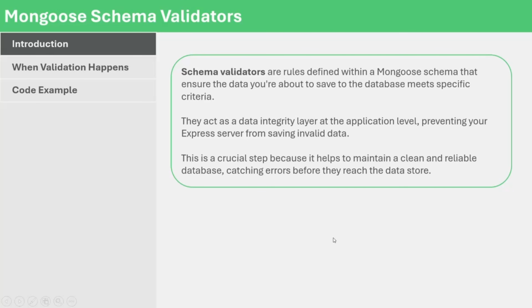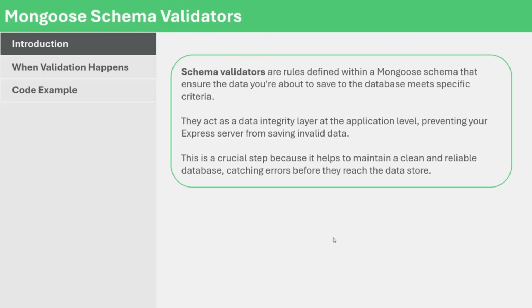In Mongoose, schema validators are rules defined within a Mongoose schema that ensure that the data we are trying to save to the database meets specific criteria. They act as a data integrity layer at the application level, preventing our Express server from saving invalid data. And this is a crucial step because it helps us maintain a clean and reliable database by catching errors before they reach the data store. Okay, now how can we use these schema validators?